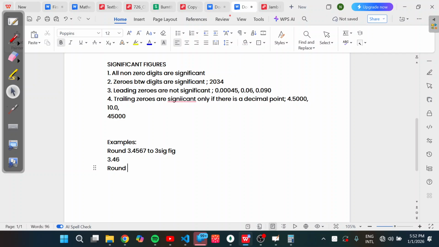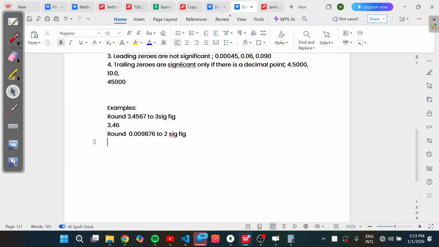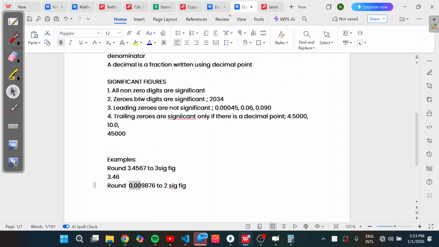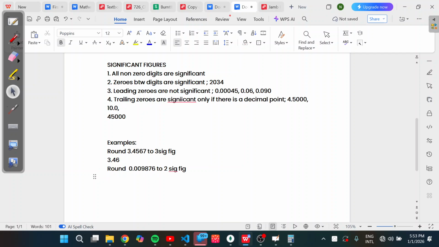Let's try another one. Round 0.009876 to two significant figures. Okay. So what are the first two significant figures? Remember, all these zeros do not count, and we're following the third rule: leading zeros are not significant. So these three zeros here are not significant. So our two significant figures are actually 9 and 8.